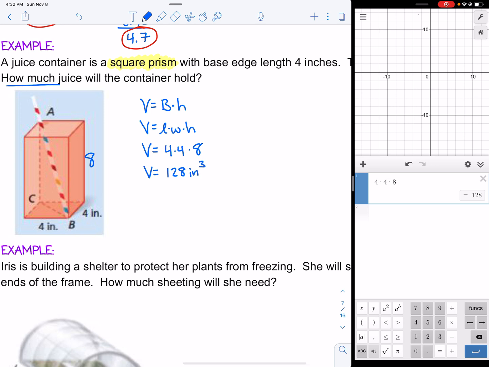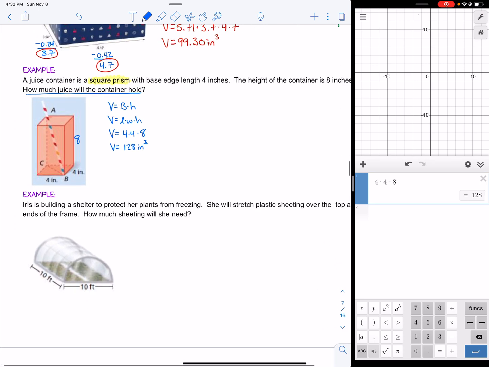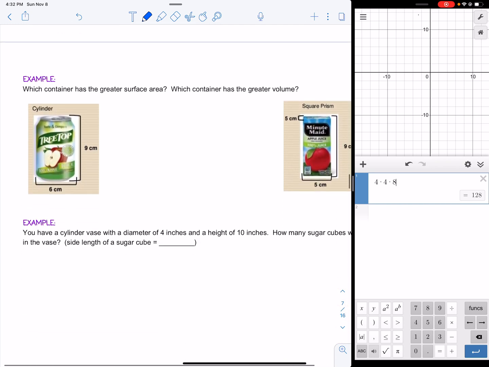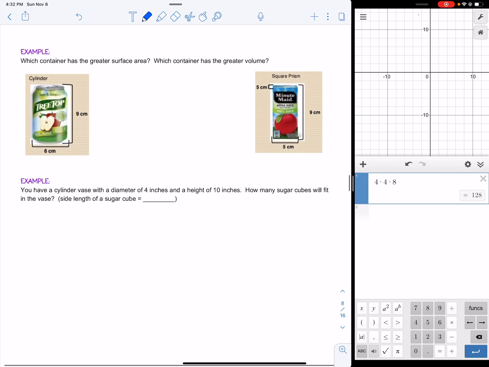So we've answered the question, how much juice will the container hold? Sometimes they are just simple volume questions. We're going to skip the one about building a shelter, and we're going to take a look at the next juice box problem for our last example. But we're not going to calculate the surface area. We're just going to focus on which container has the greater volume.